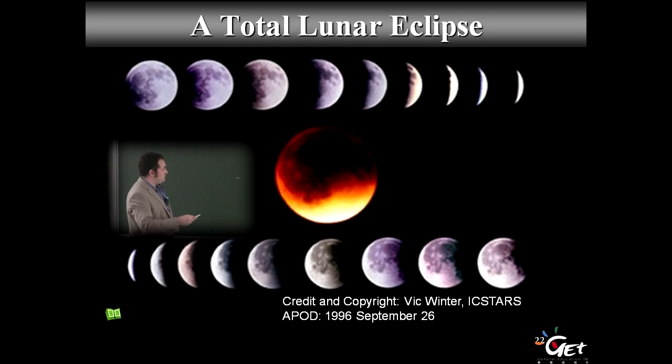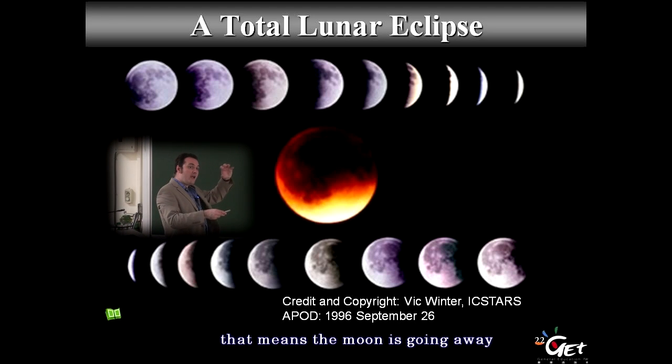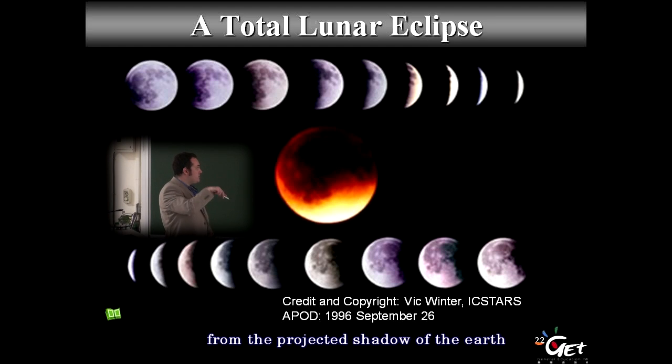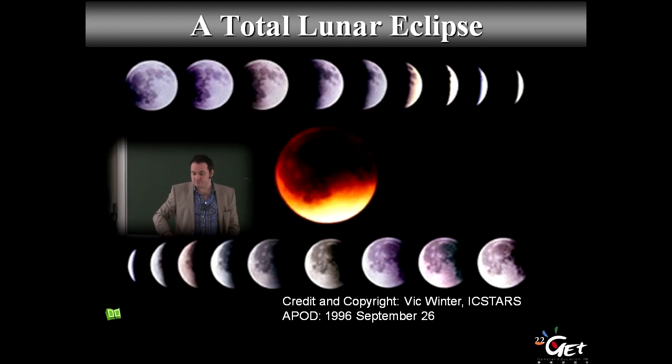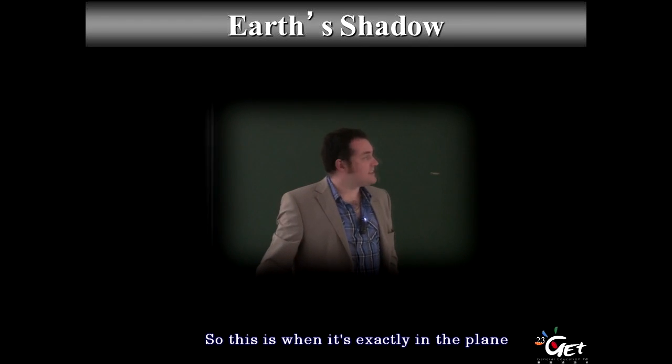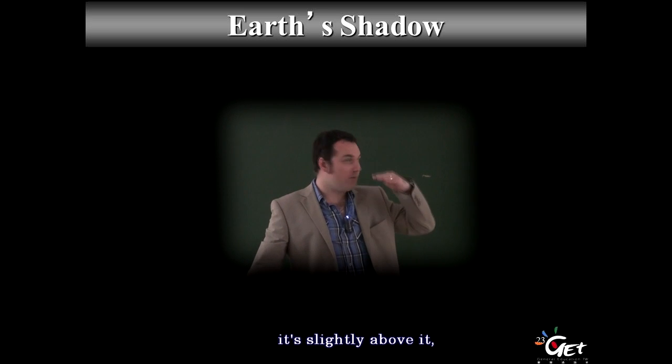So then you start to see the crescent increasing again. That means that the moon is going away from the projected shadow of the Earth, and then you go back to your full moon. So this is when it's exactly in the plane. Sometimes not exactly in the plane, it's slightly above it.